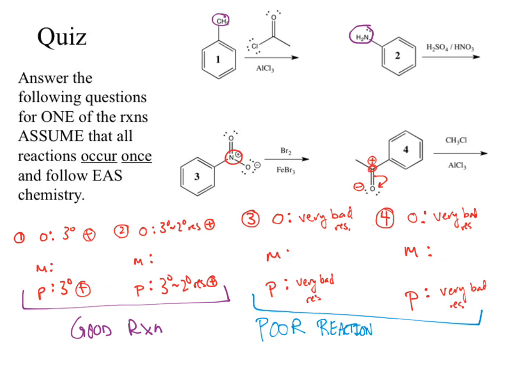Why would they be good in comparison to 3 and 4? What did they do to the intermediate? It made the reaction more energetically favorable with 1 and 2. Okay, so again, we want to try and come up with some way to pattern these. If we look at 1 and 2, the atom attached to the ring has some electron density. If we look at 3 and 4, the atom attached to the ring is missing electron density.